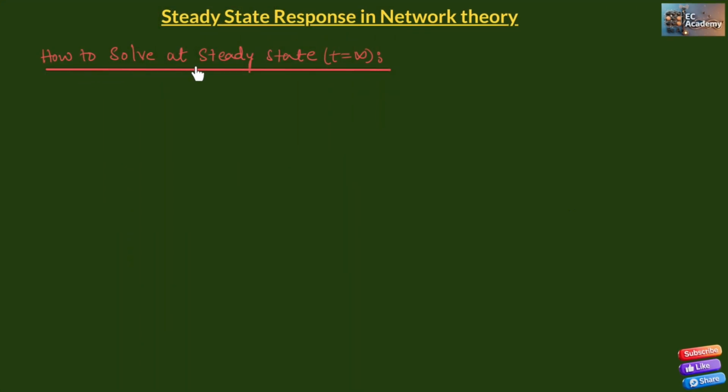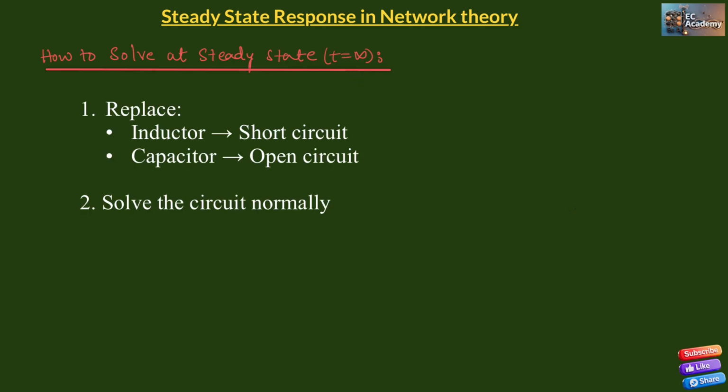Now how to solve the problem at steady state, which is t is equal to infinity. First we need to replace the inductor with short circuit, then the capacitor with open circuit. Then we need to solve this circuit normally to obtain voltage or current.